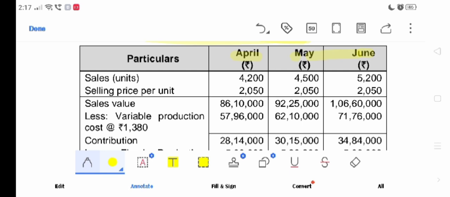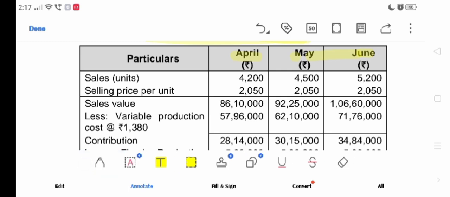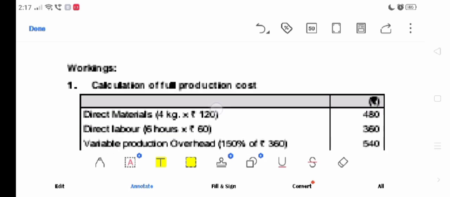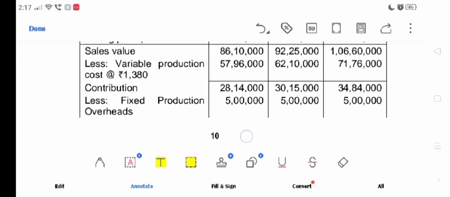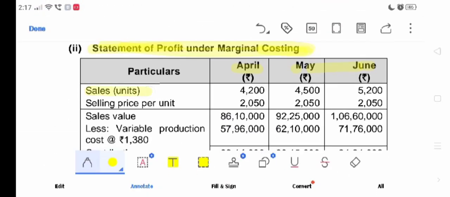So the way of presentation and the way of calculation are different. Calculation in the sense, you have to take sales minus variable cost. But in absorption costing, we have done sales minus cost of goods sold, right? So here we are going to separate it. Here we are going to take sales units. Sales units they have given 4,000, 4,200, 4,500 and 5,200. And the selling price per unit we know is fixed, 2,050, 2,050 and 2,050. They have given a fixed selling price.